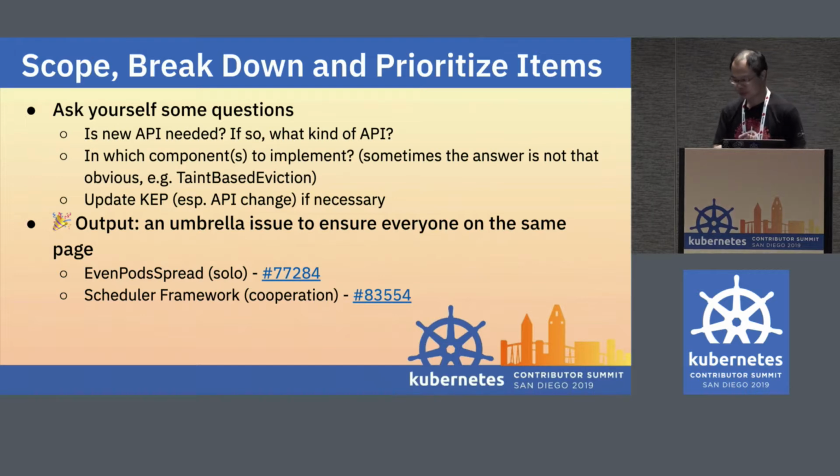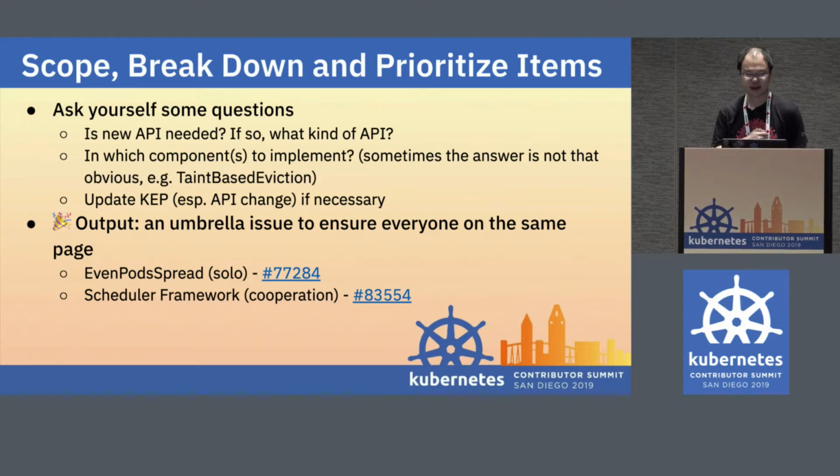Also ask in which component this feature belongs. Sometimes the answer is obvious, for example it belongs to the API server or the controller manager, but sometimes it's not. For example, taint-based eviction was originally supposed to be a feature in scheduling, but later, after brainstorming, it turned out to be better implemented in the controller manager, specifically in the node lifecycle manager. So think about in which component you want to implement it.